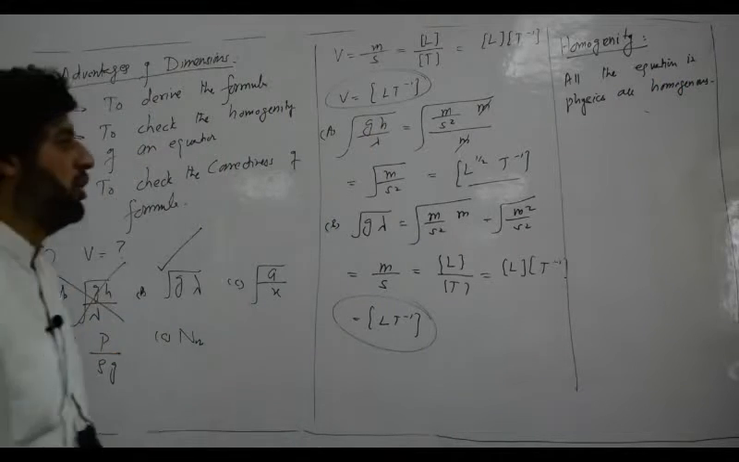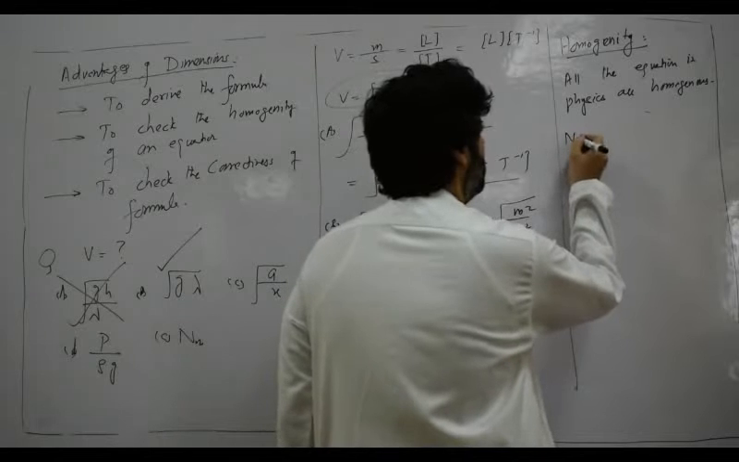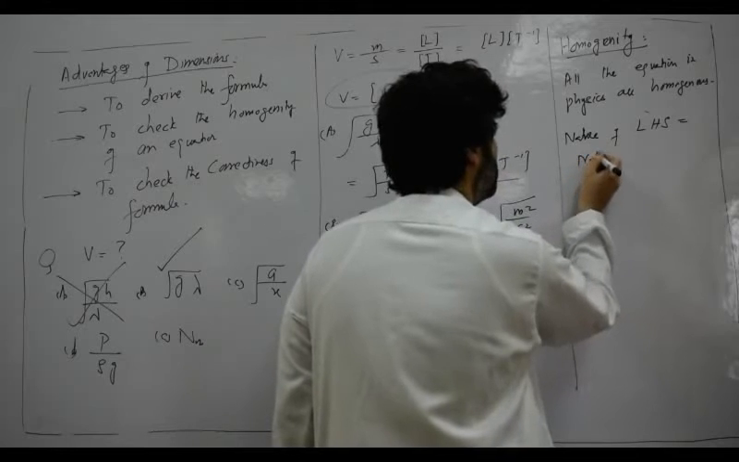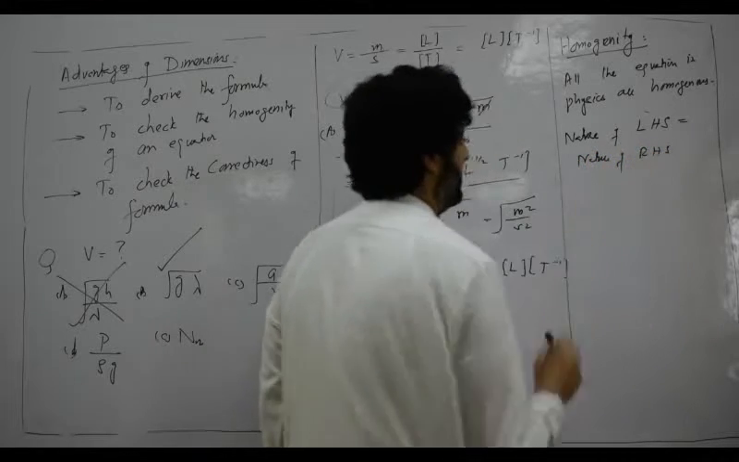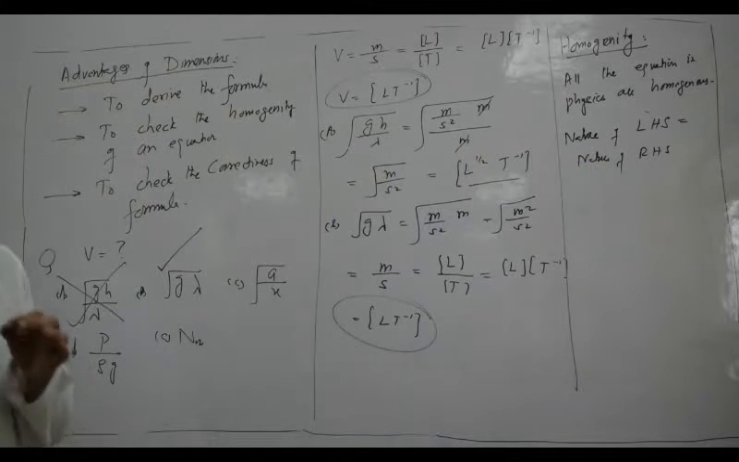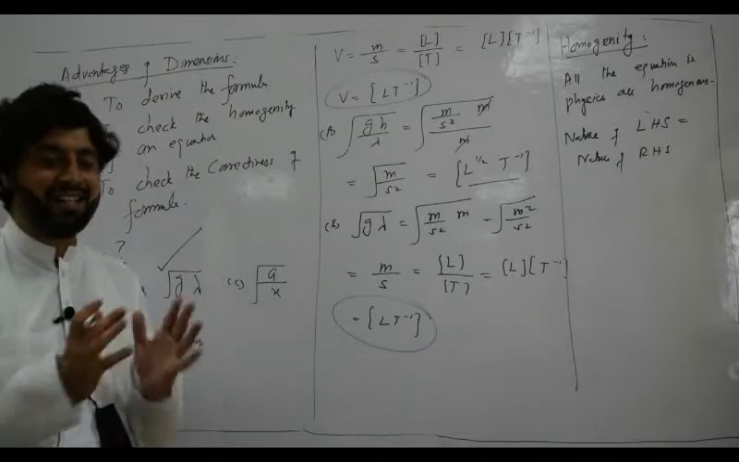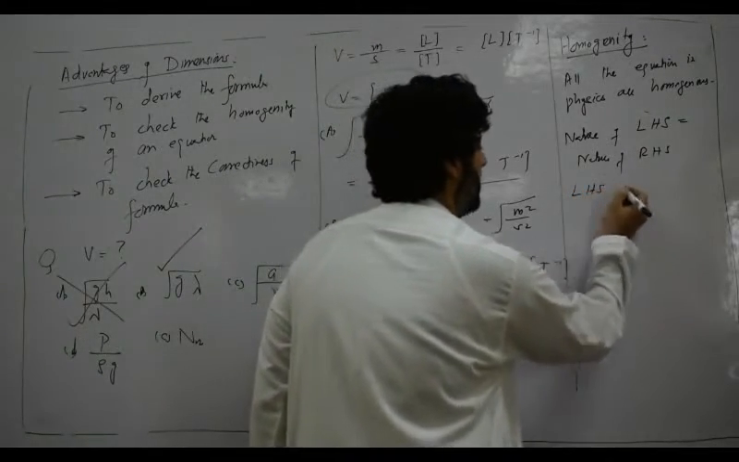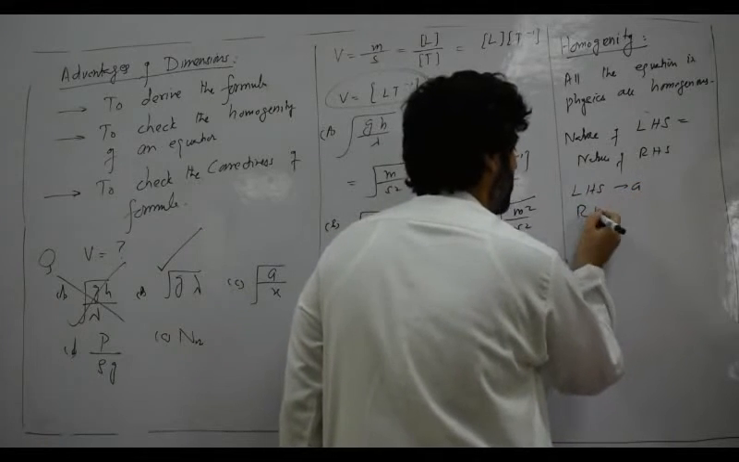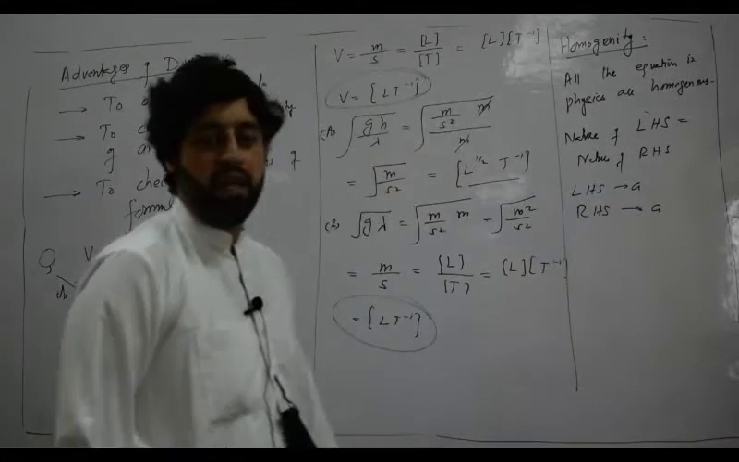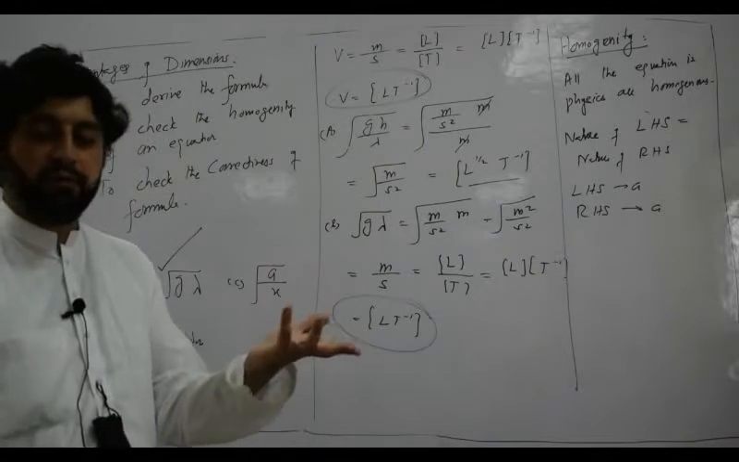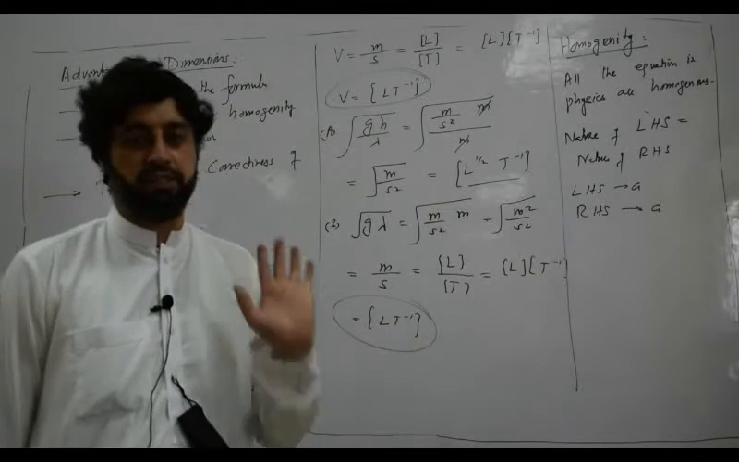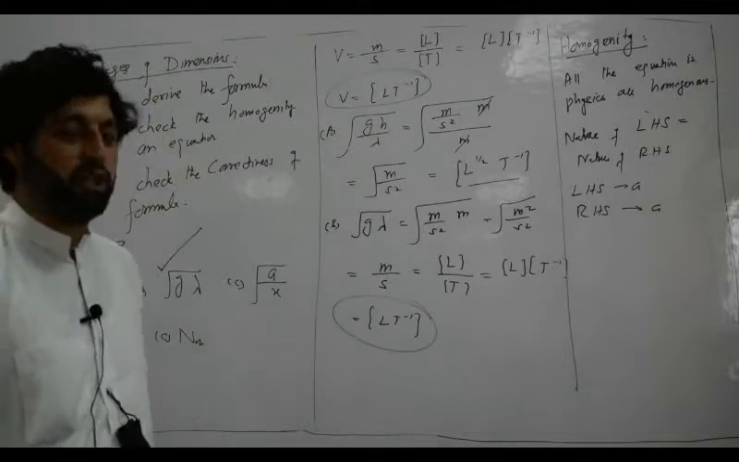What does it mean? Homogeneous means the nature of the left hand side will be equal to the nature of the right hand side. It means that if the left hand side consists of acceleration, the right hand side should have acceleration. Meaning if the left side has acceleration, the right side also has acceleration; if force on the left, force on the right; if energy on the left, energy on the right. That is called a homogeneous equation.